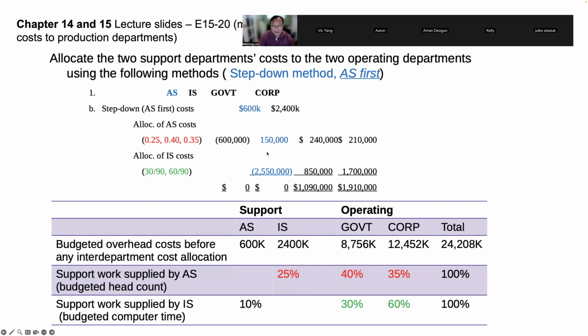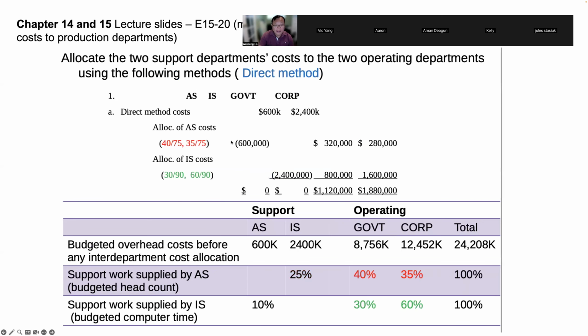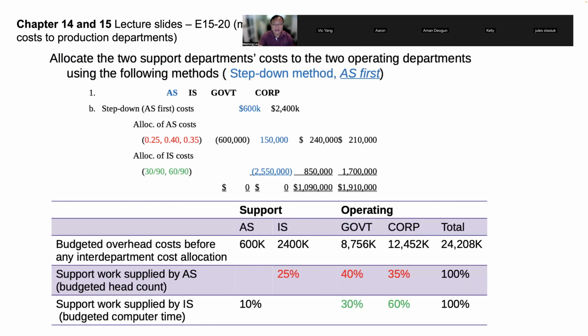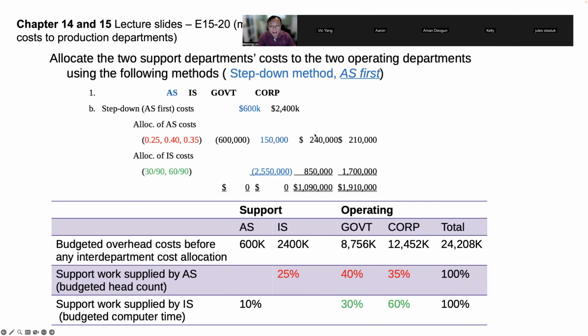So therefore, based on this percentage multiplied by the total 600,000, okay, so I'm going to get an assignment of 150,000 to the IS, and the 240,000 for government consulting and 210,000 for corporate consulting.